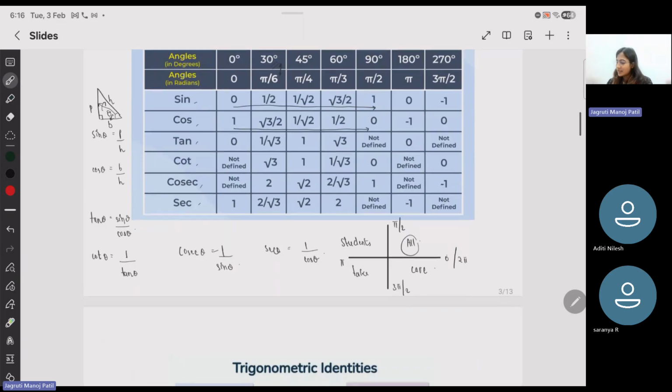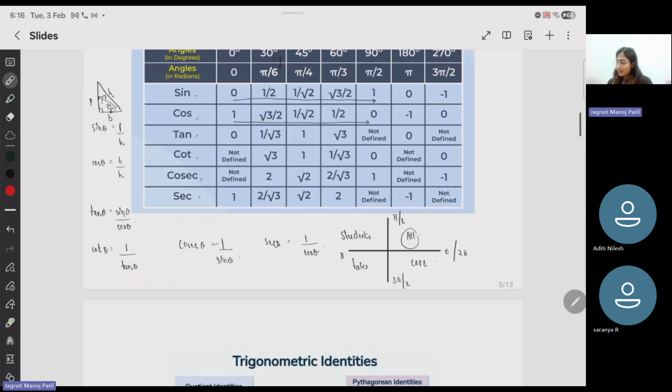when you go from 0 to pi by 2. Okay, so that's in conversion. So whenever your theta is changing from these particular angles, they would all be positive in this particular quadrant, right?